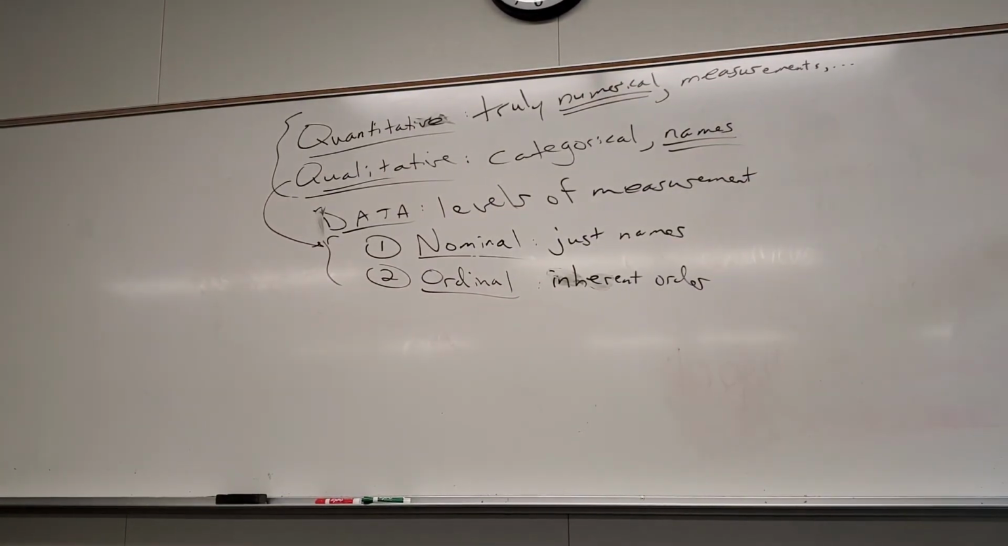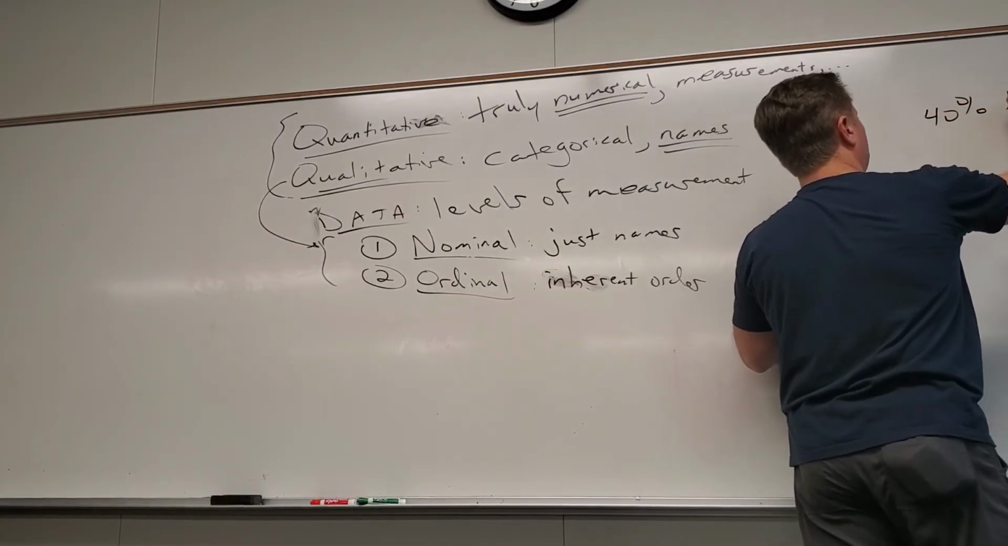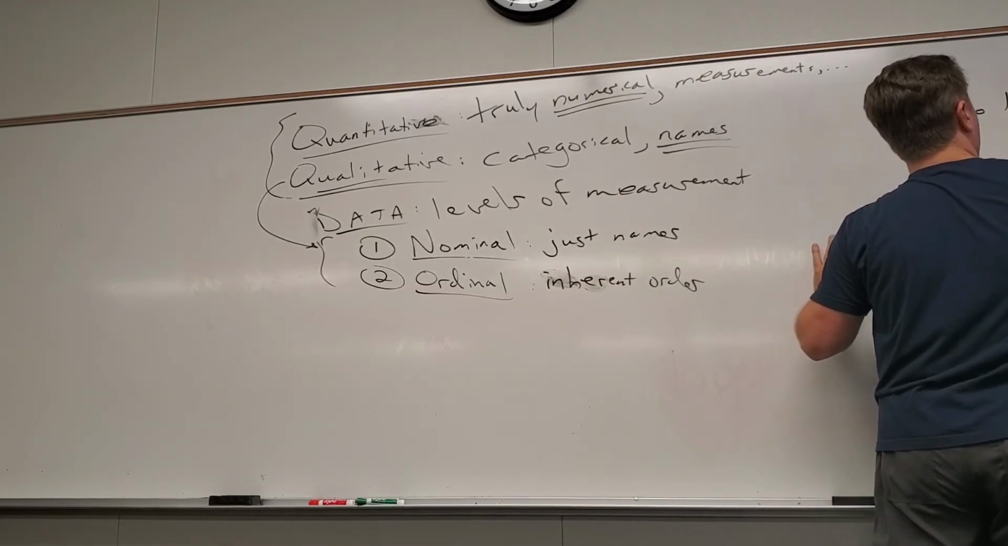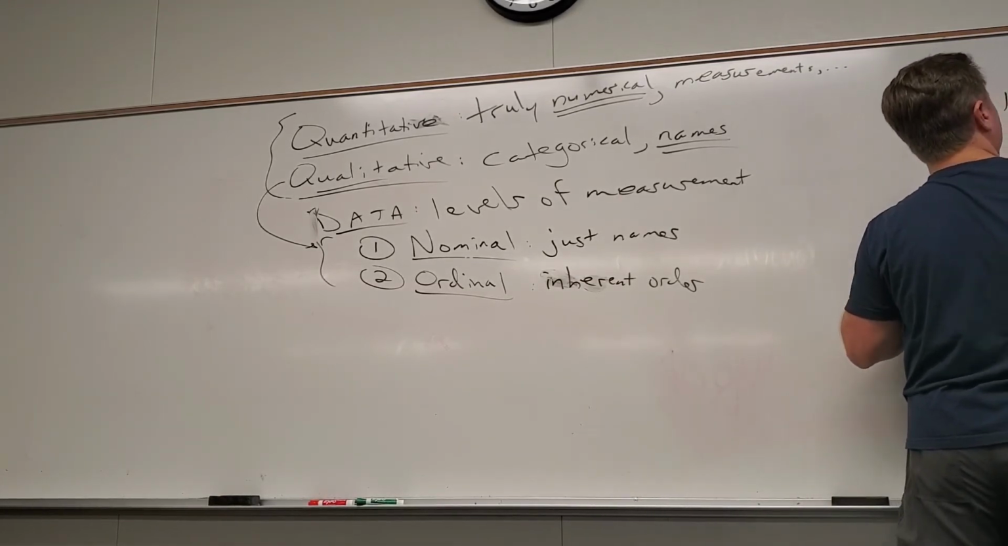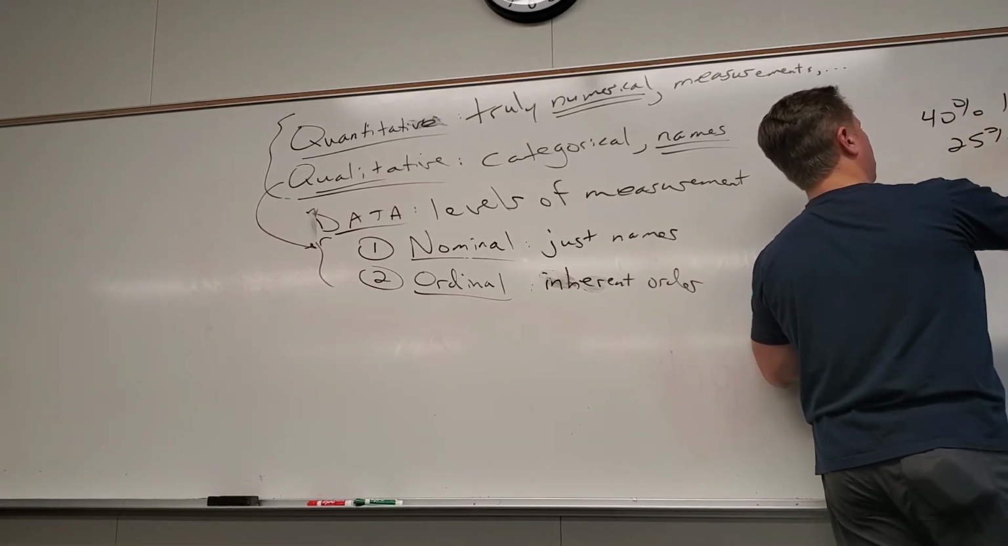What about, here's something I do that's a little evil. Let's say that 40% like broccoli. Is that how you spell broccoli? I have no idea. Is there two C's? Screw it. 25% like peas.